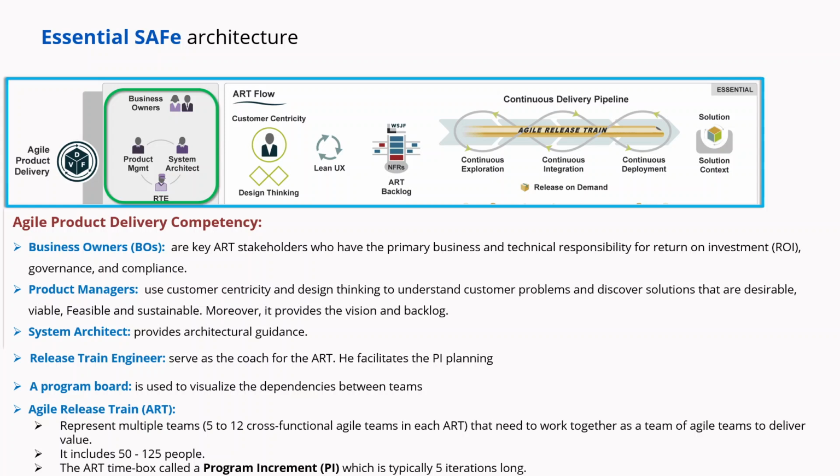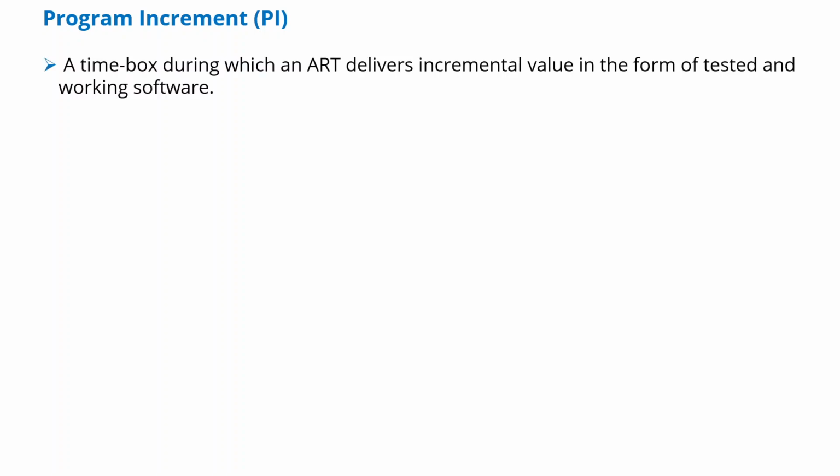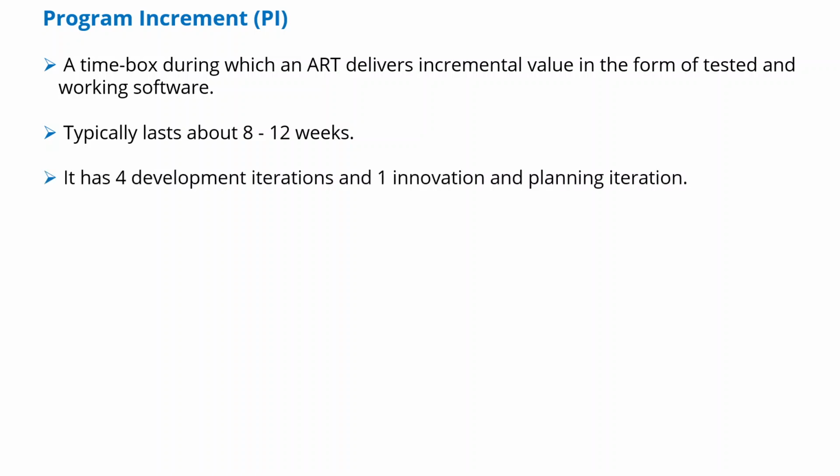Let's see now the program increment, the PI, which is a time box during which an ART delivers incremental value in the form of tested and working software. Typically, it lasts about 8 to 12 weeks, and it has 4 development iterations and 1 innovation and planning iteration.